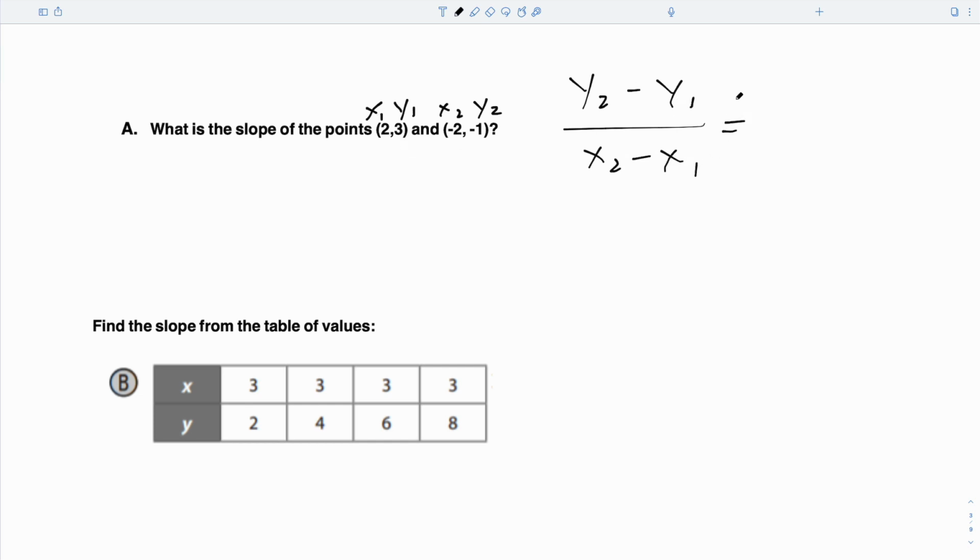Deacon, what numbers go on the top? 3 and -1. In what order? -1 minus 3. And then the bottom, which ones? -2 minus 2. Good. You're going to get -4 over -4. Can I simplify that anymore, Stan? 4 over 4, 1 over 1, or just 1. It's positive because two negatives, when divided, turn into a positive. 1 over 1, or just 1, would be your slope.